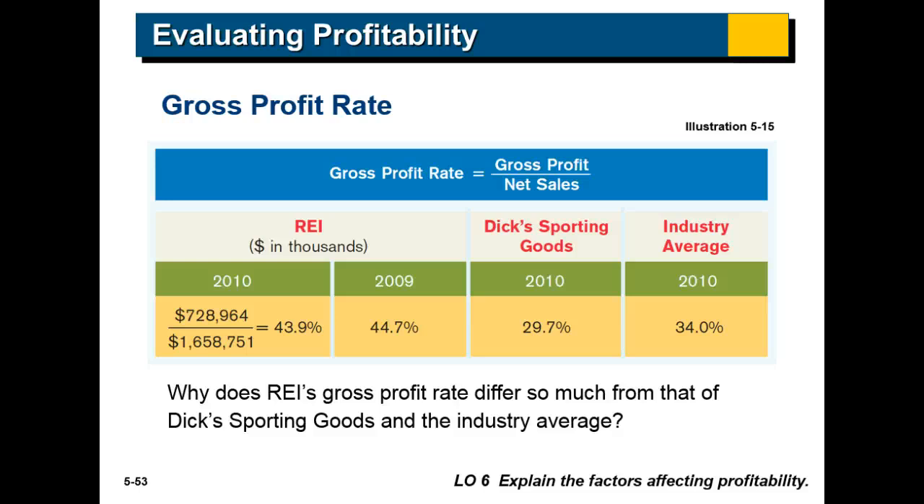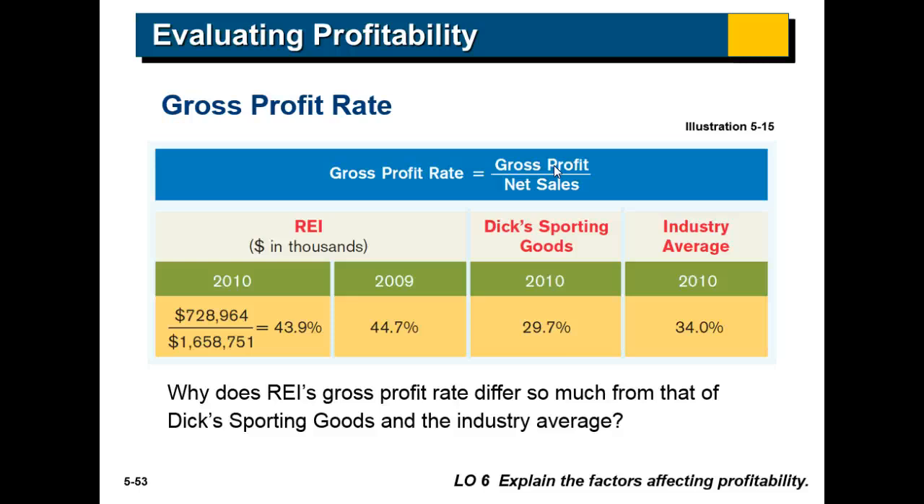Okay, so here's an example. Basically, the gross profit rate is taking your gross profit, dividing it by net sales. REI's gross profit rate is different from DICK's or the industry average. So here you can see the gross profit, which is, remember, sales minus cost of goods sold equals gross profit. Okay? REI's is 43%. But look at DICK's, it's 30%.